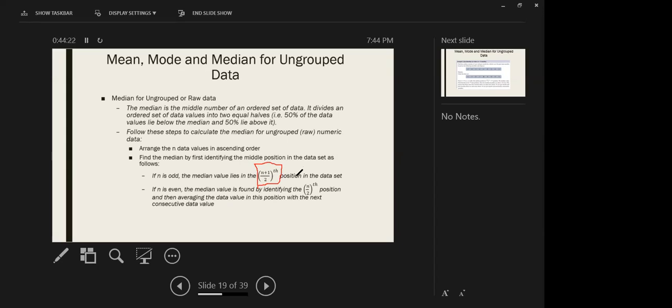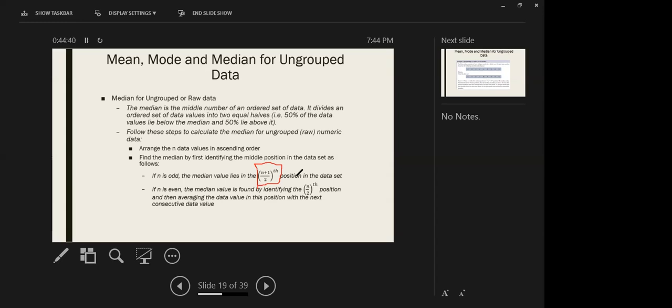So the value on the 4th position, after you have rearranged it in ascending order, right? That value on the 4th position is the value that separates the data into 2 equal halves. So that is your median value, right? Basically, that's what it means.